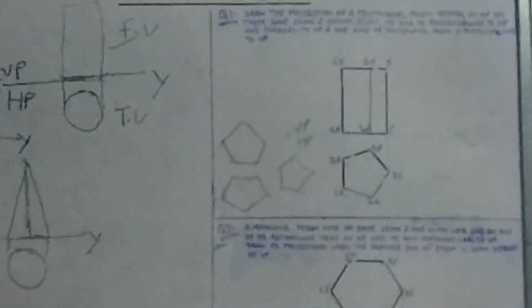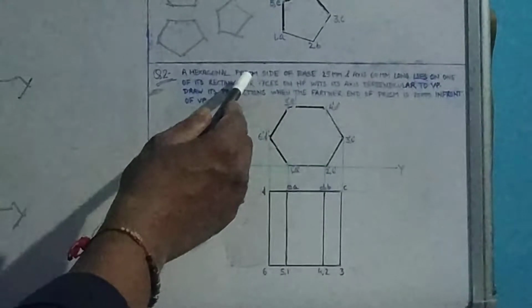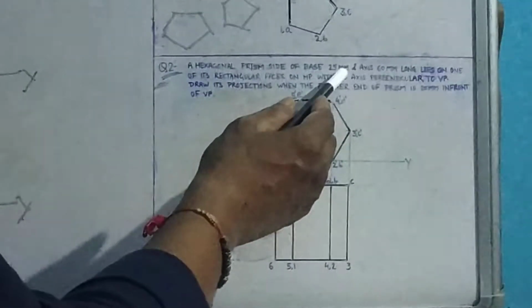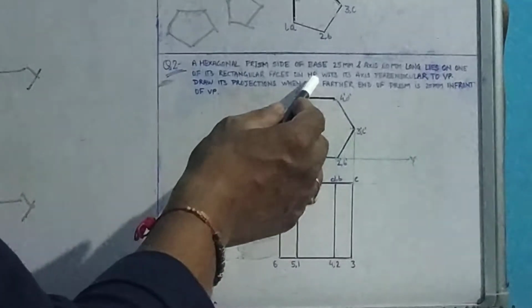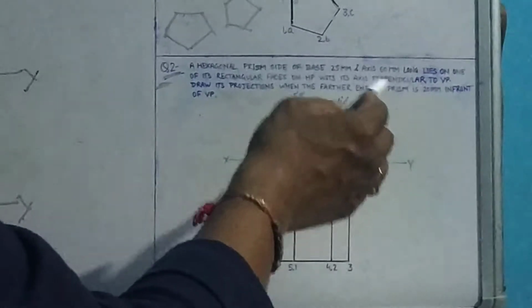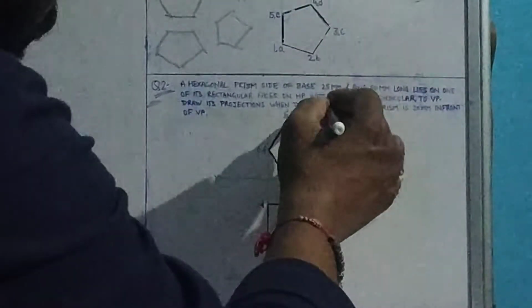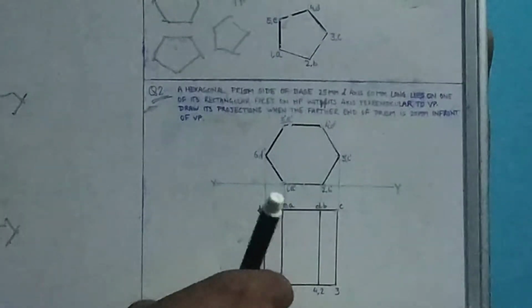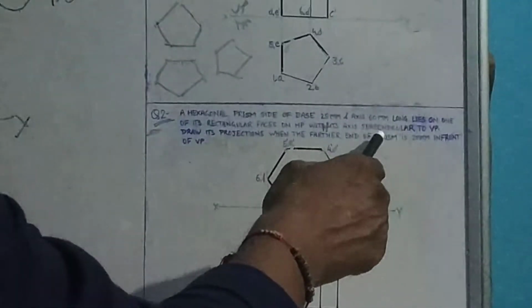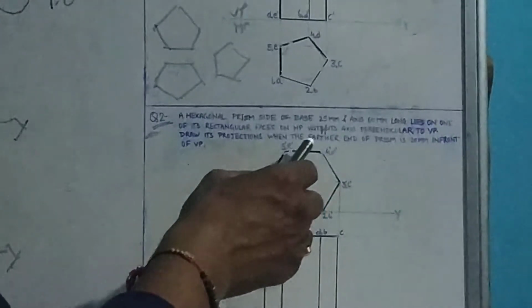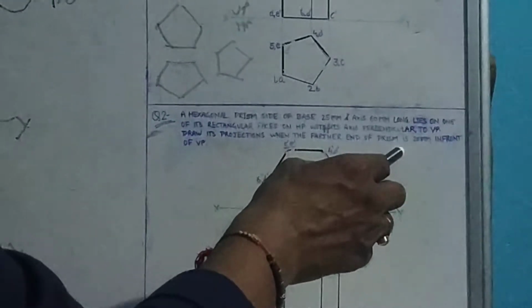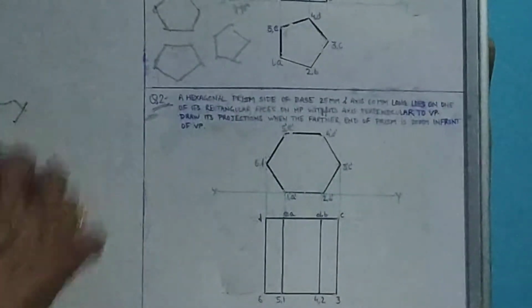So come to the second question. Second question, it is given here: a hexagonal prism, side of base 25 mm and axis 60 mm long, lies on one of its rectangular faces on HP with its axis perpendicular to VP. Draw the projection when the farther end of the prism is 20 mm in front of VP.